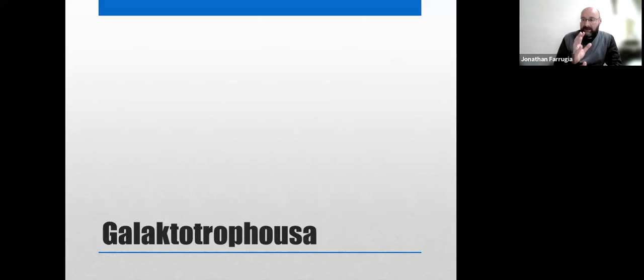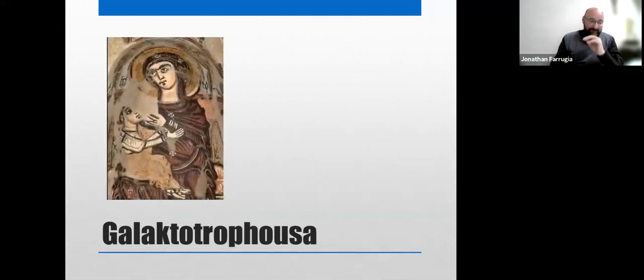Now, when I say the oldest image, I am referring to an image that can be transported. I'm not referring to the oldest image per se, because the oldest image, as we have seen, was found in Rome in the catacomb of Priscilla. A very good example of this galactotrophusa is found in the Coptic Museum of Cairo. This image was originally found in the monastery of St. Jeremiah in Saqqara, and it is dated to the 6th century.